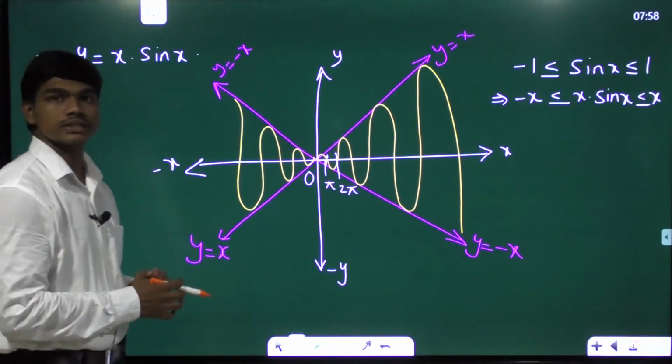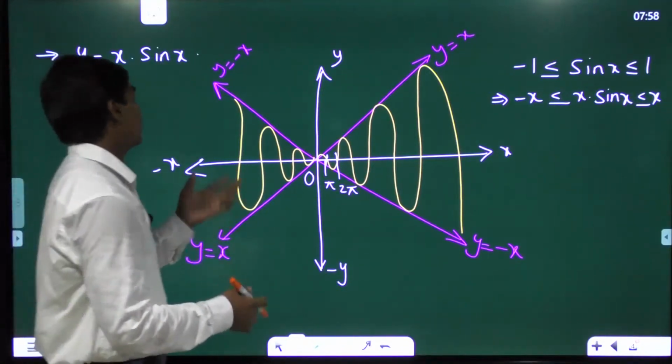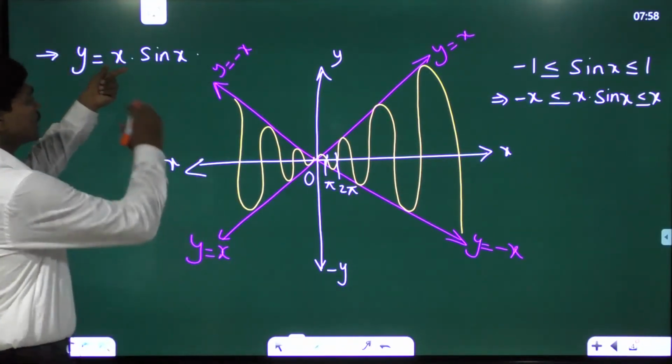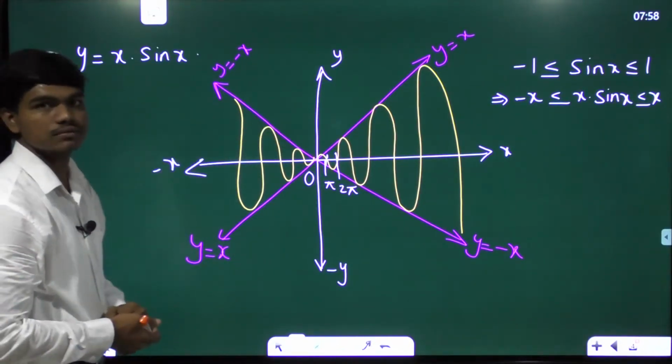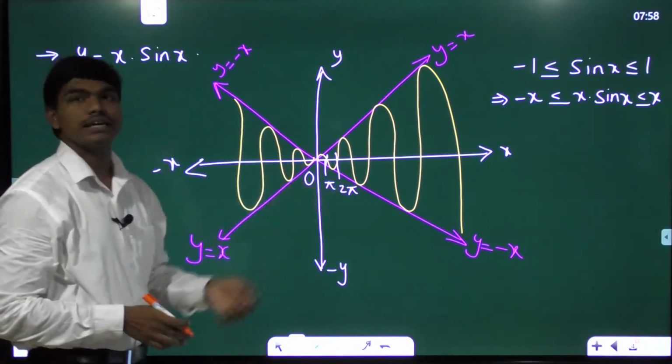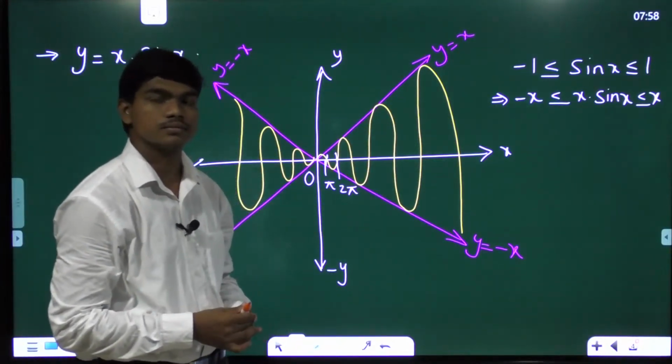Clear? I could wait for a moment. Please take this down. And you can see this x denotes the increase in magnitude of this function and this sin x denotes the pattern of repetition of this function. Generally, you see this in vibrations and all these things in mechanical engineering. Correct?